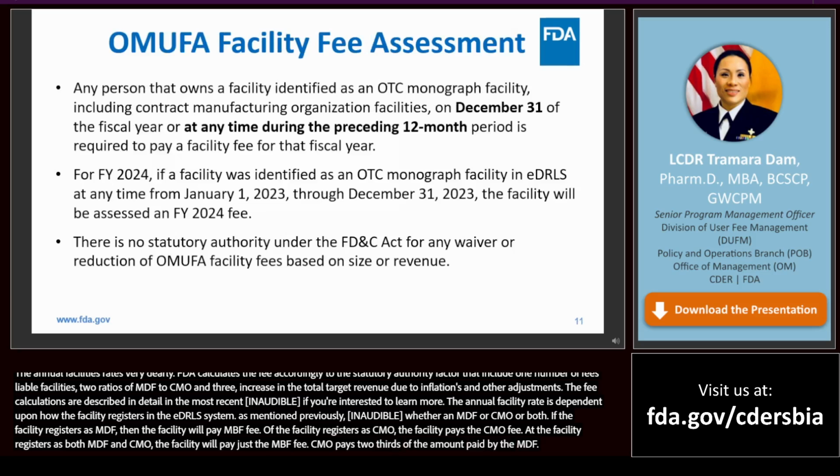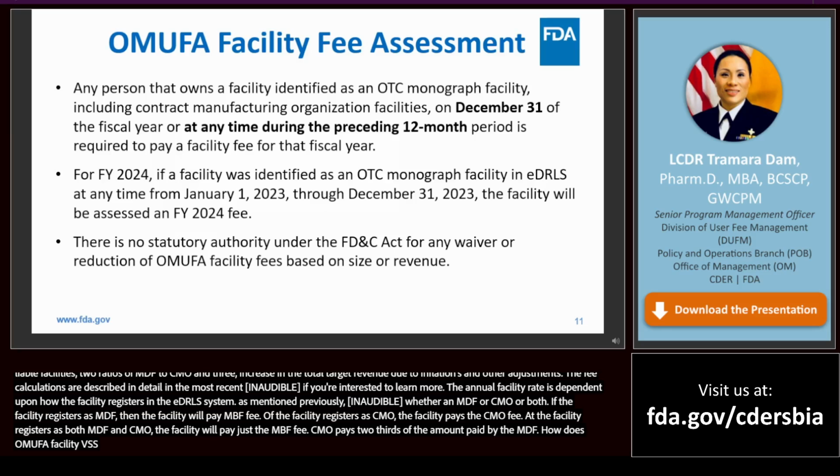How is the OMUFA facility fee assessed? Under Section 744M(a) of the FD&C Act, each person that owns a facility identified as an MDF, including CMO, as of December 31st of the fiscal year or at any time during the preceding 12-month period is required to pay a facility fee for that fiscal year.